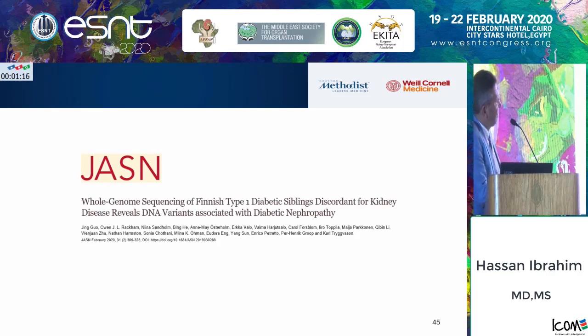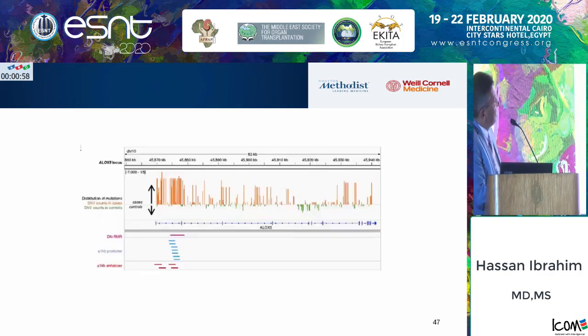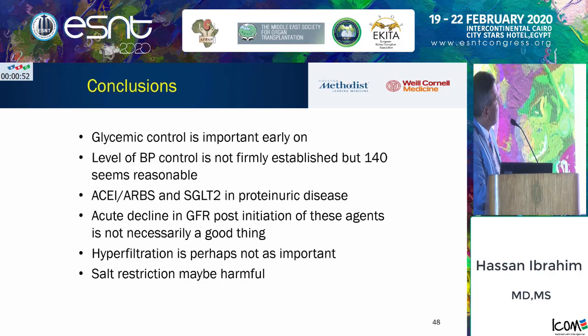This is a terrific paper from Carl Trixton's group, just came out in JASN, where they took type 1 diabetic siblings and normal controls, and with whole genome sequencing, you could actually identify variants now that are associated with diabetic kidney disease. So I think this is really important, and hopefully we'll see more of this.